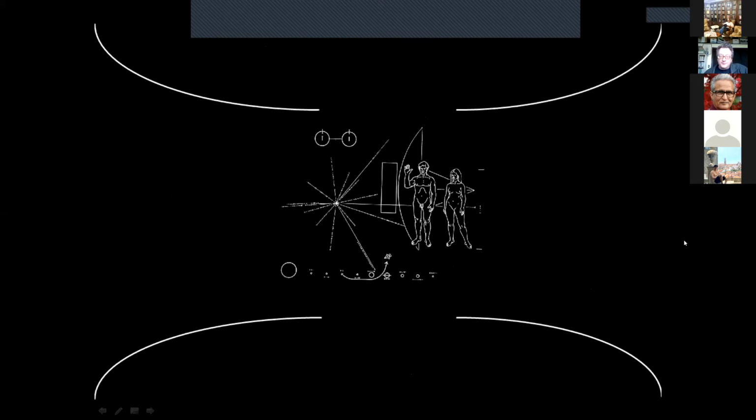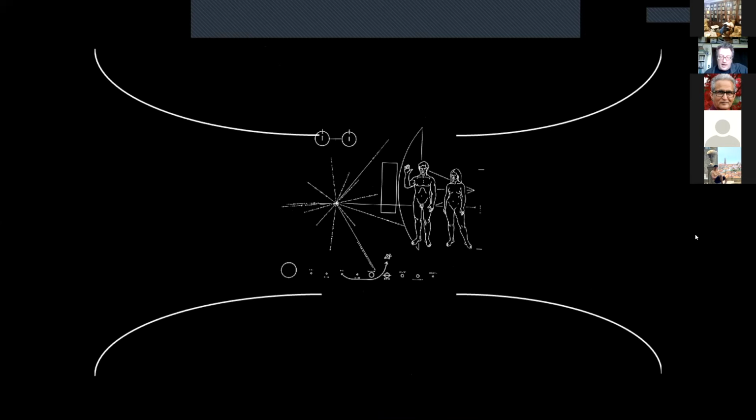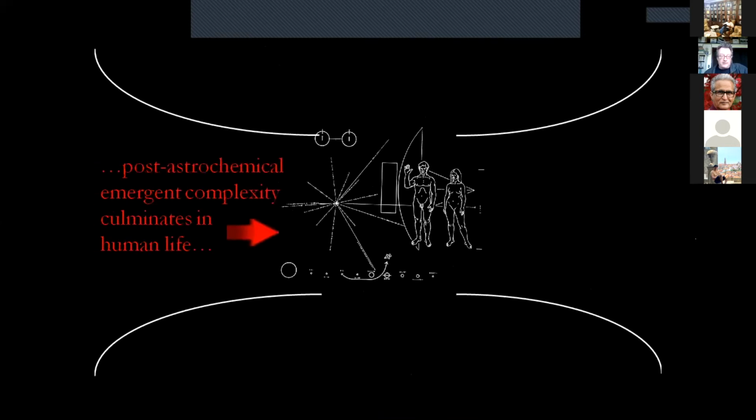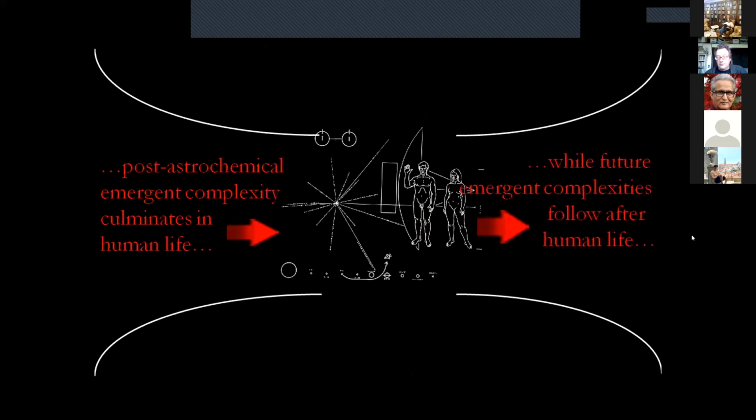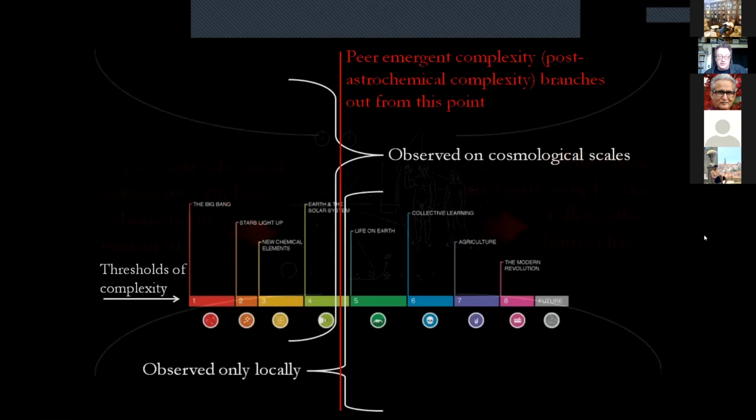But since we are human beings and we are highly anthropocentric and center everything on us, we look at what I've called post-astrochemical emergent complexity, all culminating in human life. And we think of future emergent complexities following after human life. So one of the most common SETI scenarios is post-biological intelligence that has been built by biological agents. So we're still patterning our view of emergent complexity in the universe over our experience on Earth.